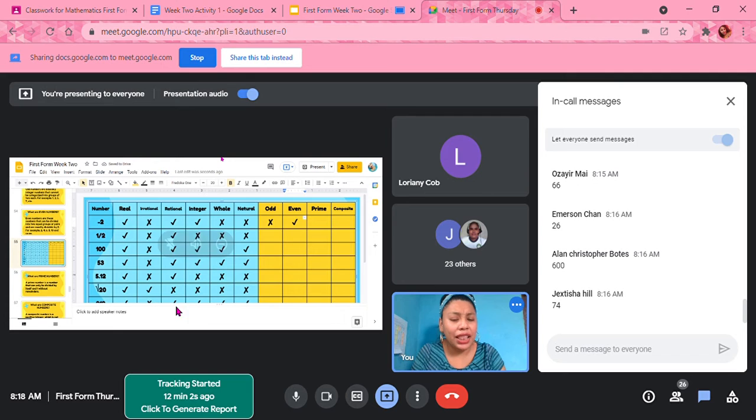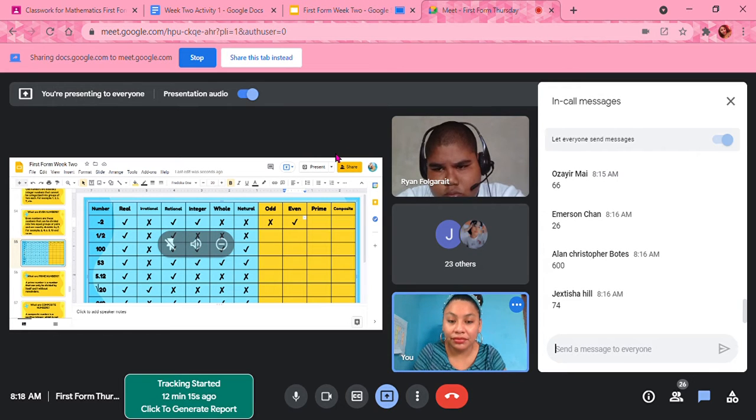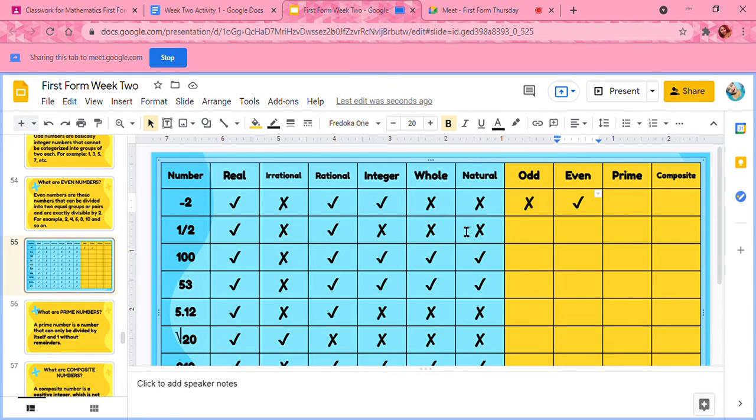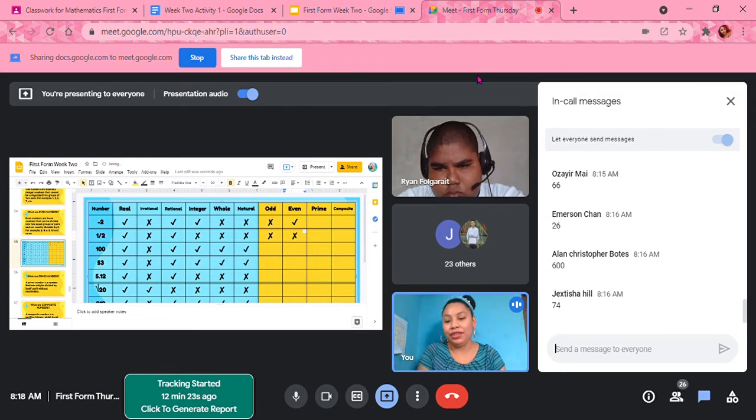Now, let's look at half. Is half an odd number? No, it's not. Is it an even number? No. Okay, very good. Now, why is half neither odd nor even? Who can tell me why? Because it's a fraction. Very good, Ryan, because it's a fraction.